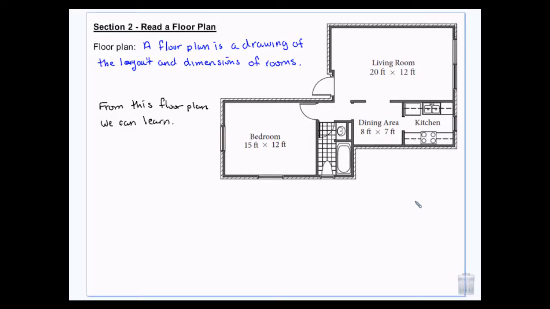Okay, so a floor plan is a drawing of the layout and dimensions of rooms. And so this is a floor plan. From this floor plan, we can learn that it's a one-bedroom apartment. That's our one bedroom right here.